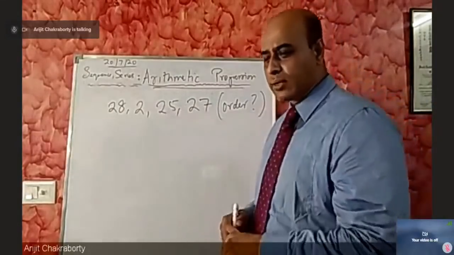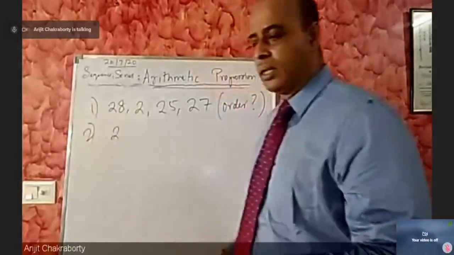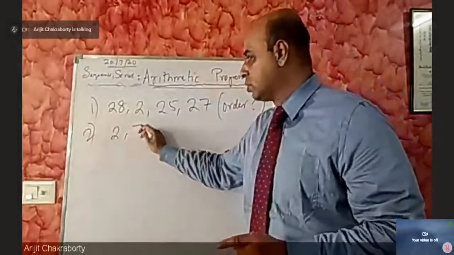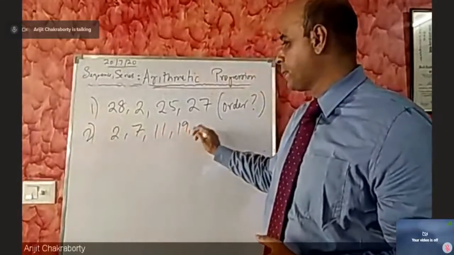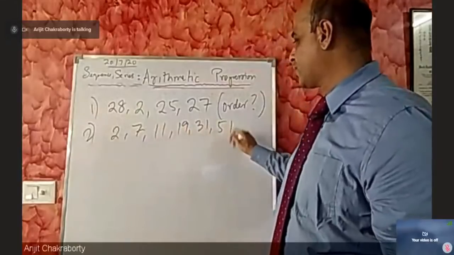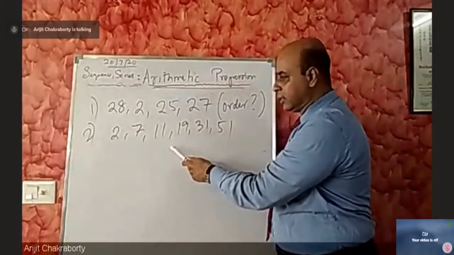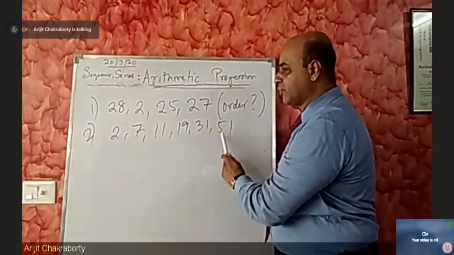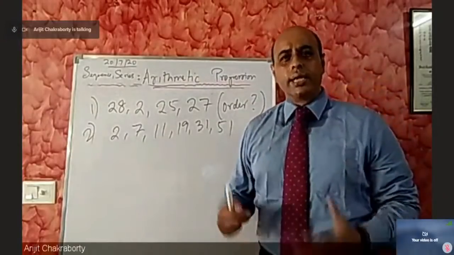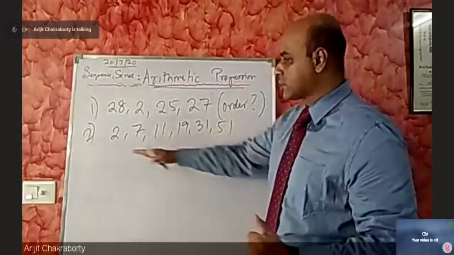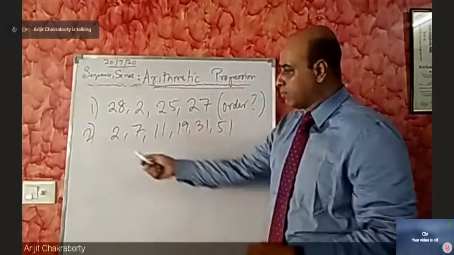Let us see the next one. This is number 2 now: 2, 7, 11, 19, 31, 51. Is it a sequence? It seems to be a sequence because it obeys an order, and the order is increasing. The numbers are increasing.